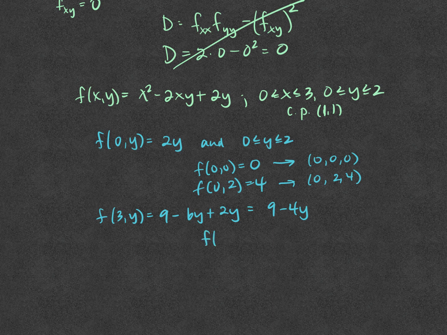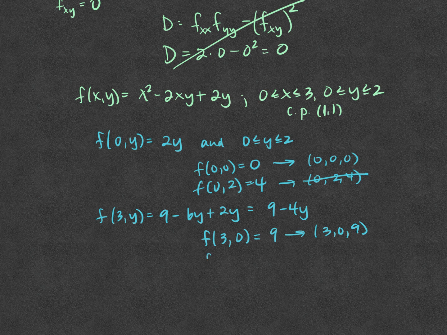So again, we're going to plug in our maximum and minimum values for y. Our minimum value is 0. So that's going to give us 9 minus 0, which is 9. So we have the point... nope, the x value is 3. So we have the point (3, 0, 9). Now it's already higher than this one, so we could throw that one out.